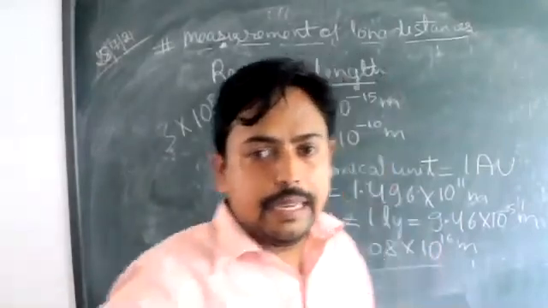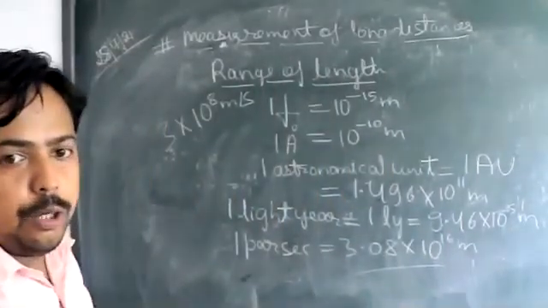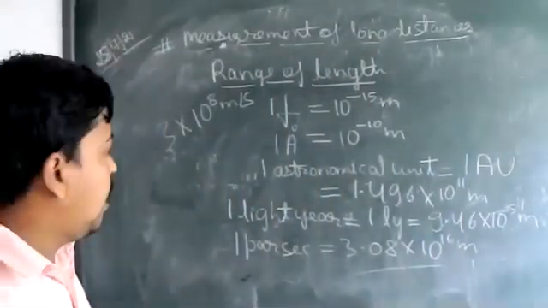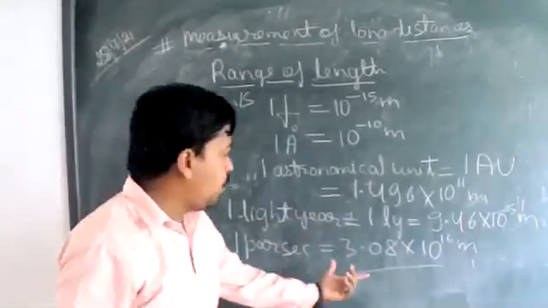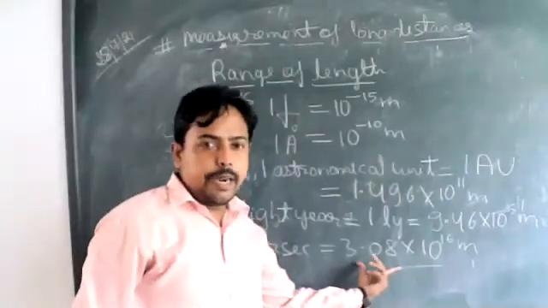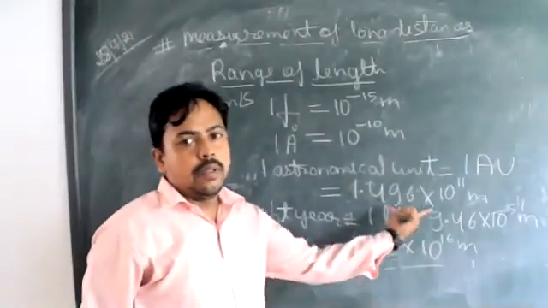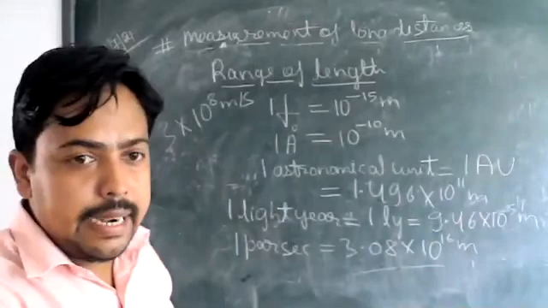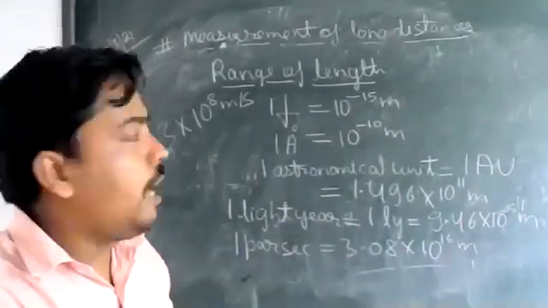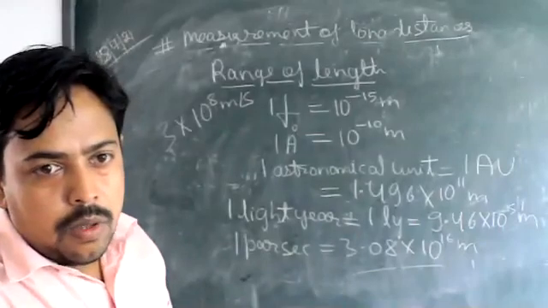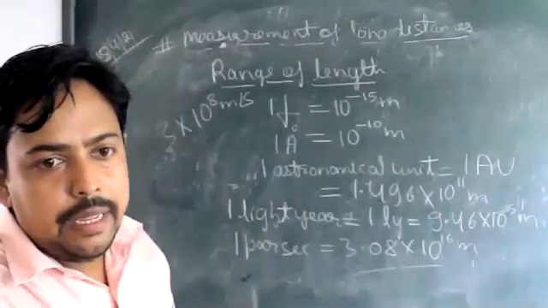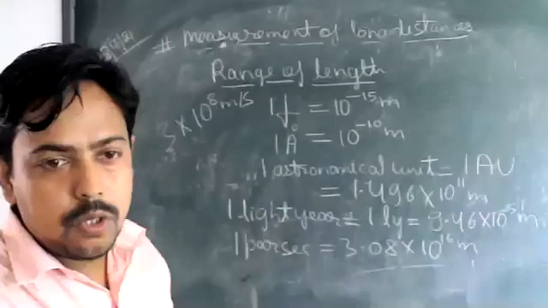If in any question someone asks you to convert length from meters into parsec, then if you know these values, you can convert by division or multiplication. These are the standard values required to measure the range of length. So let this much be for today. Still, is there any doubt? You can ask me.